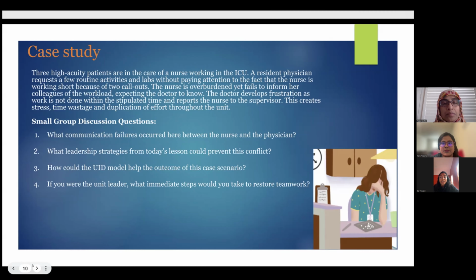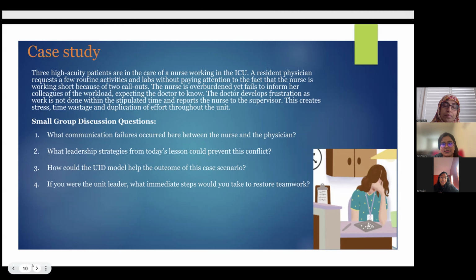During your small group time, you would read through the case together, discuss the four guiding questions, and identify where communication failed, what leadership competencies were missing, and which strategies could have prevented or resolved this conflict. After the 25 minutes, we would reconvene as a full group. Each team would share one key insight, such as a leadership behavior that could have improved the scenario, a communication strategy, or organizational barrier that needs to be addressed in this case.